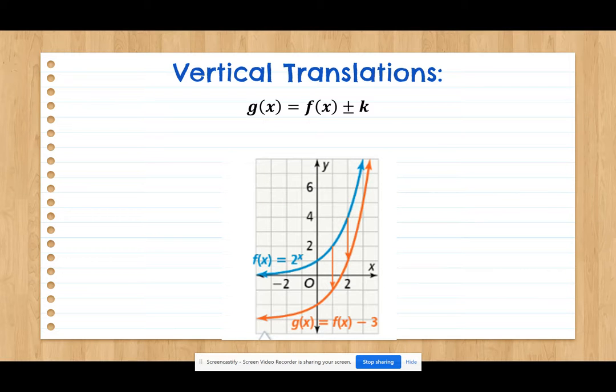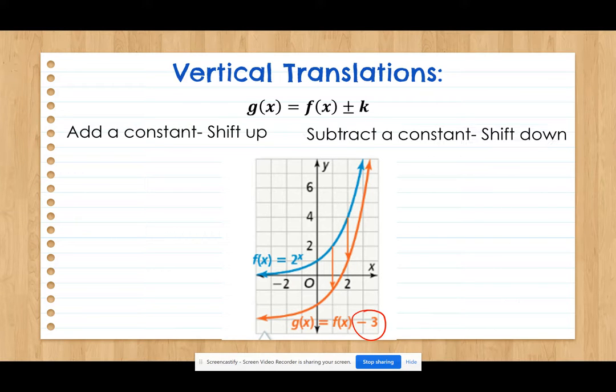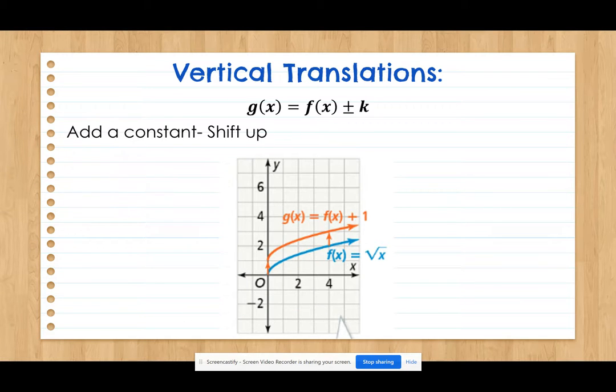This one is an exponential function. And you can see that, again, the blue is the original, 2 to the x power. They took that original function and they subtracted 3, which made it shift down 3 spaces. Okay, this is a square root function. Our original was just the square root of x, our parent function. They added 1, which made it shift up 1 space.